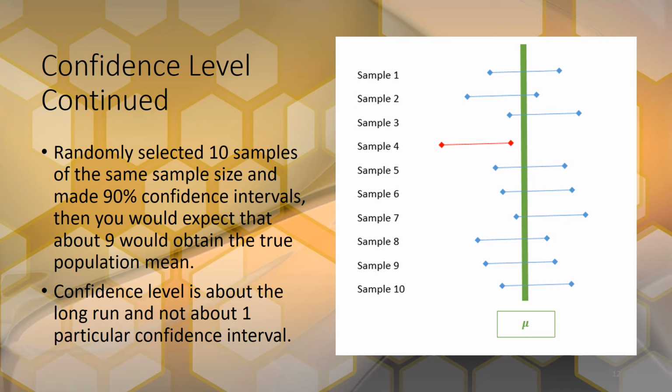So the blue ones are the ones that contain the true population mean, and the red one does not.